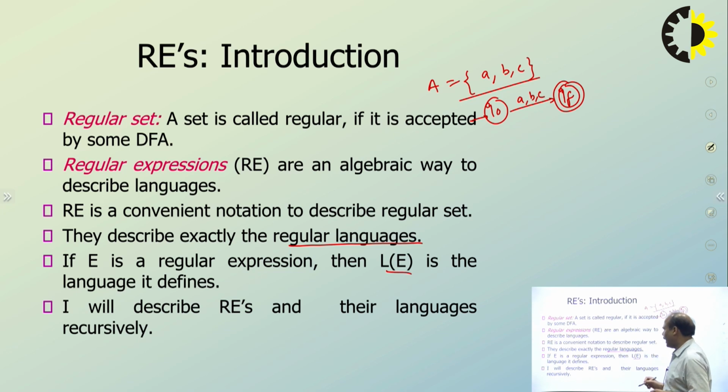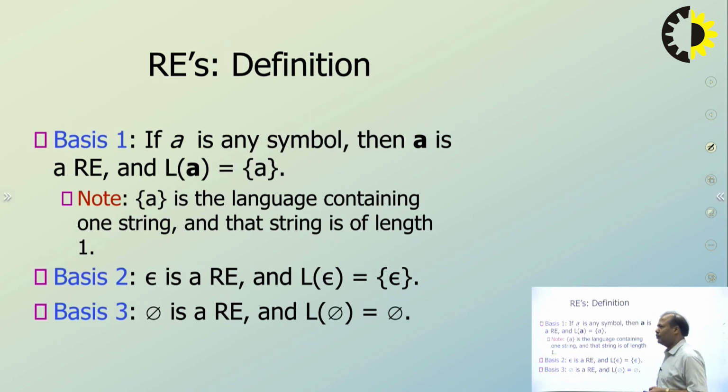It is very easy: if E is any regular expression, then its corresponding language is L(E). I'm going to describe regular expressions recursively. When defining a regular expression recursively, first we define the basis of the induction, like the basis of the regular expression. There are three things: first we start with phi, the empty set, then epsilon, and then a belonging to sigma. So these are the basis of the induction, right?